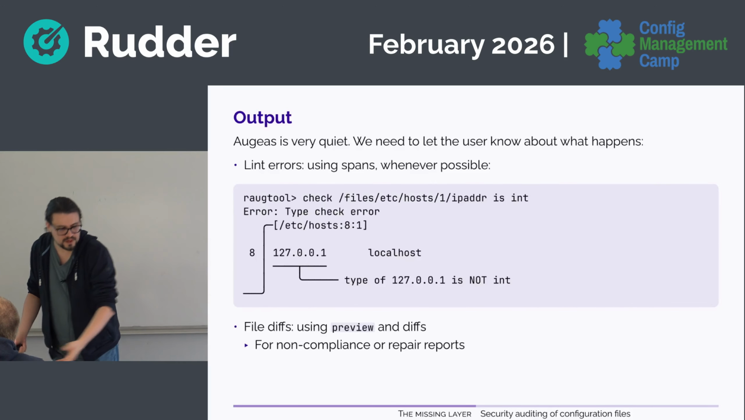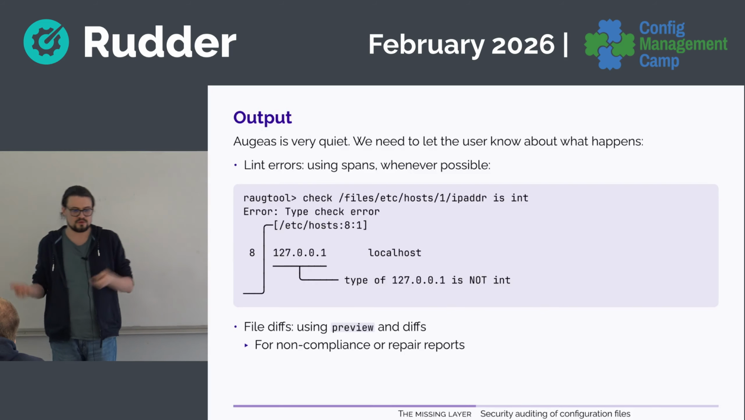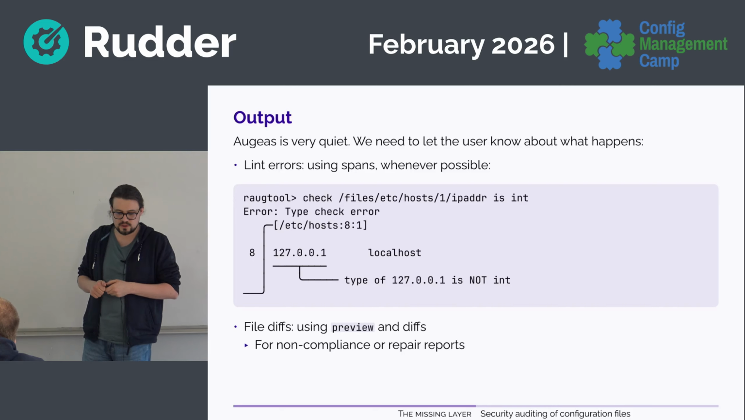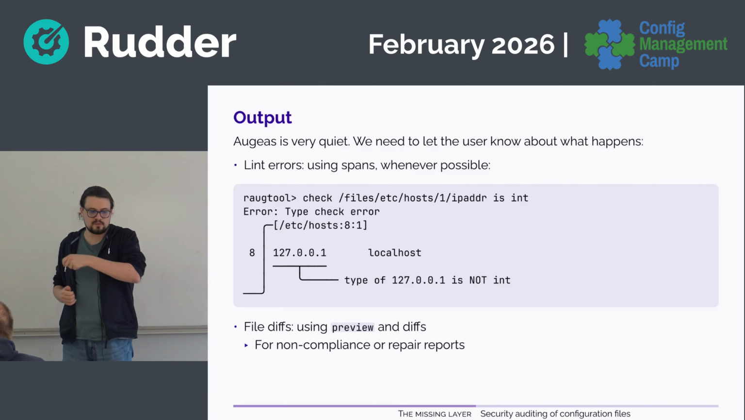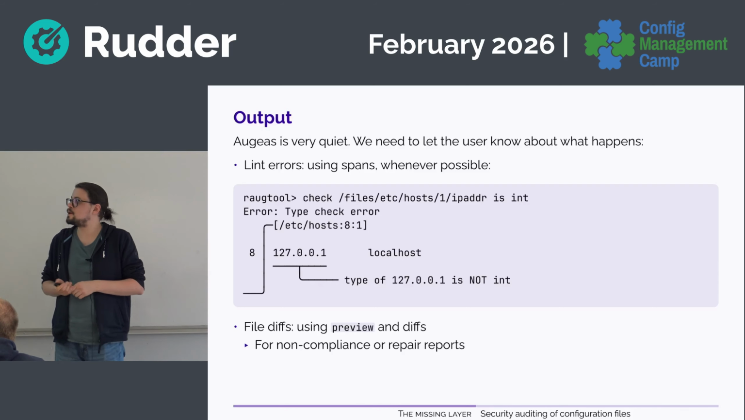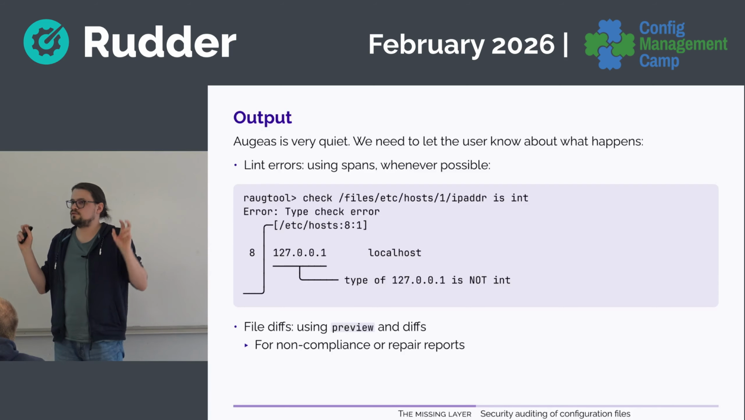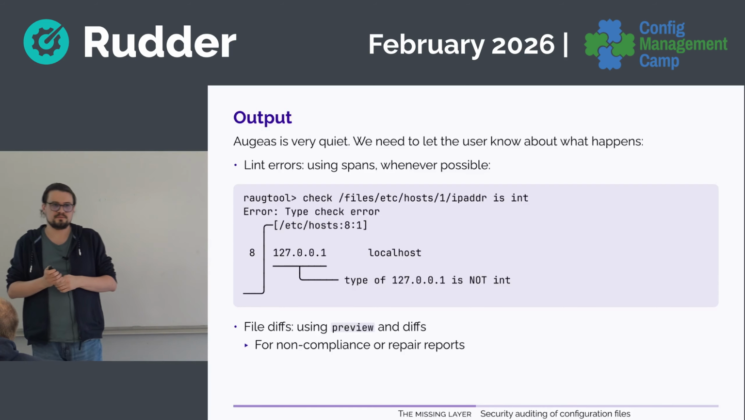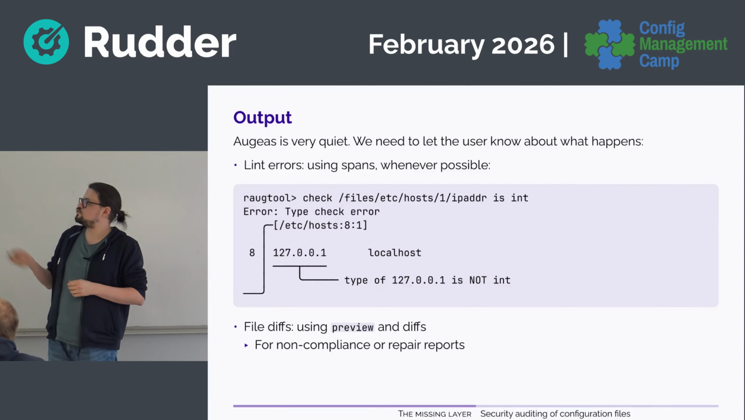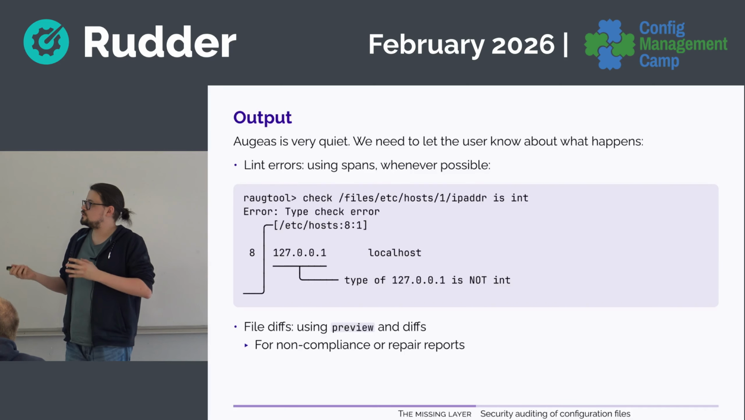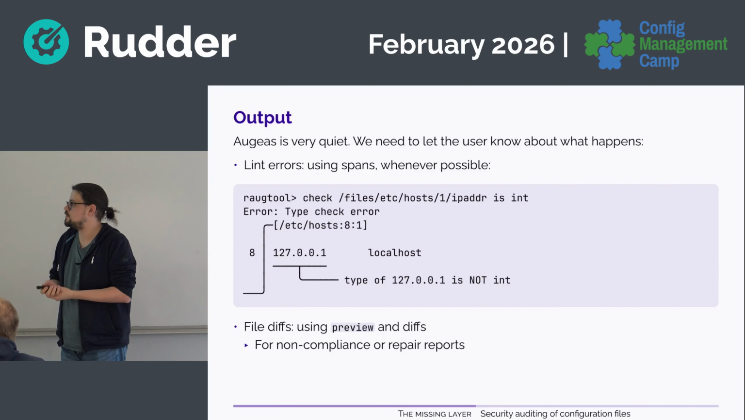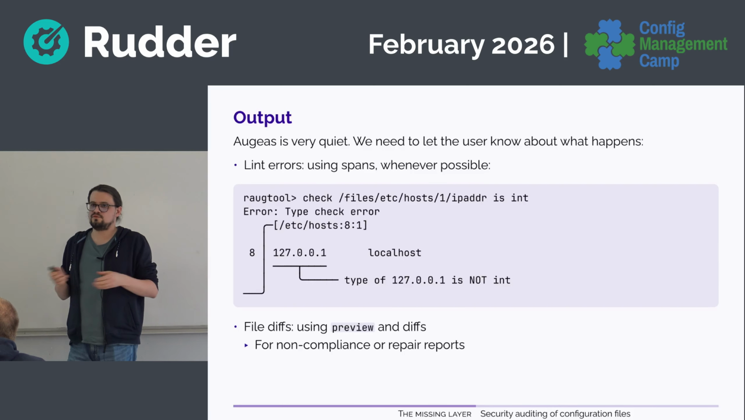So whenever possible, and especially in the case of the check, the assertion keyword, we try to use these kinds of messages. It's made possible by the spans feature of Augeas, and we use compiler-like error messages that point to the source and the exact point in the source that is not compliant with the assertion. And for the rest of the editions, we use file diffs quite simply using the preview feature of Augeas.